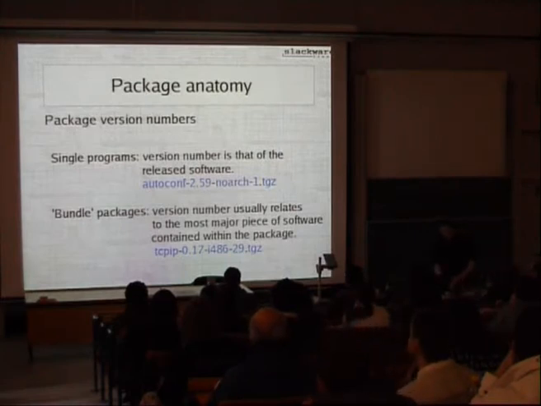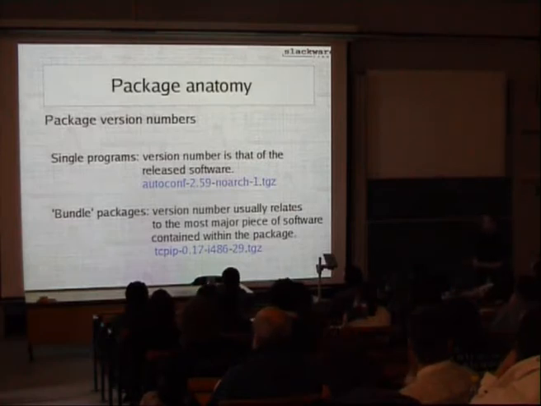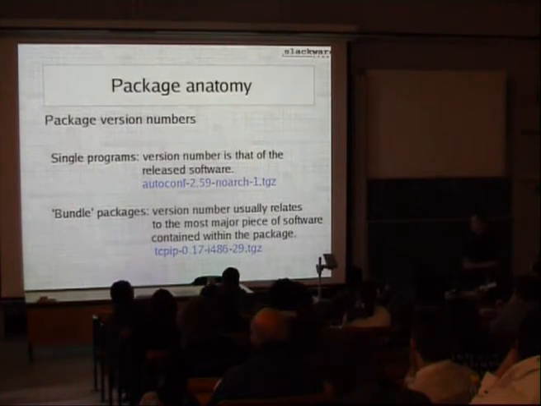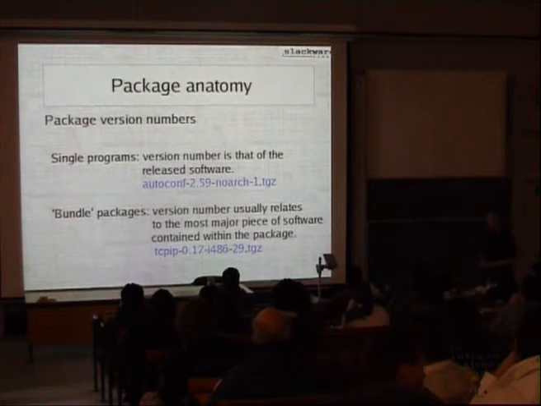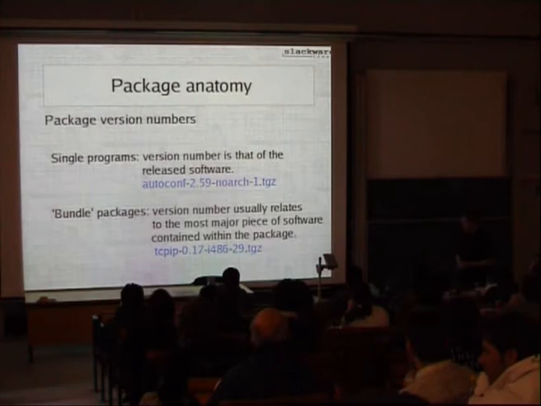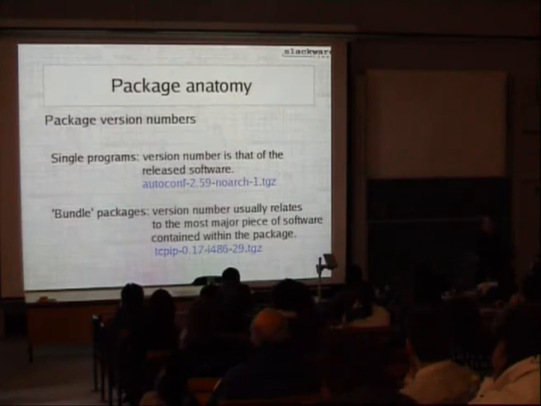So let's have a look at package version numbers. So again, with a simple program, such as Autoconf, the version number is the number of the released software that the author has released. A bundle of packages is slightly different. In the case of tcpip, which is the example I've used here, the version number usually relates to the most major piece of software contained within the package. In this instance, 0.17 actually refers to the version of Linux NetKit, which was the last release of the package was 0.17. As you can see, the build number, 29, is rather high.